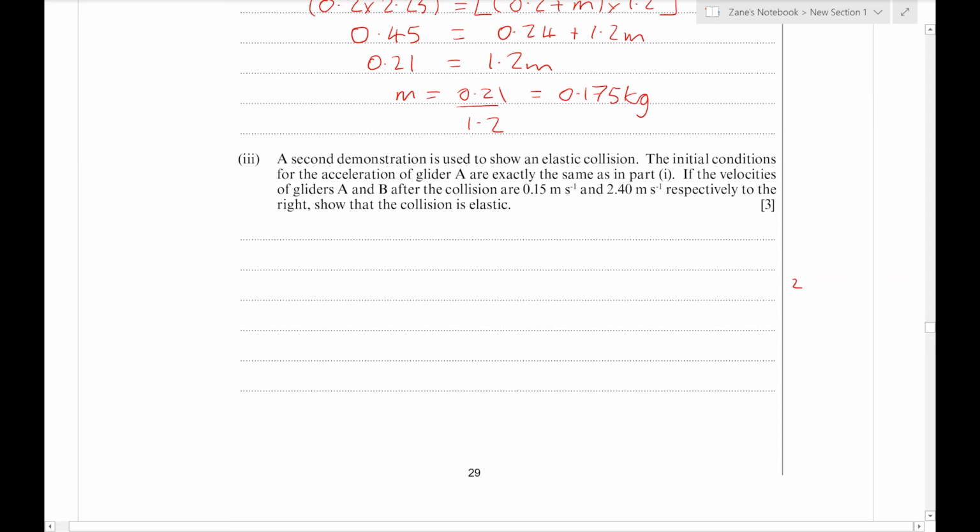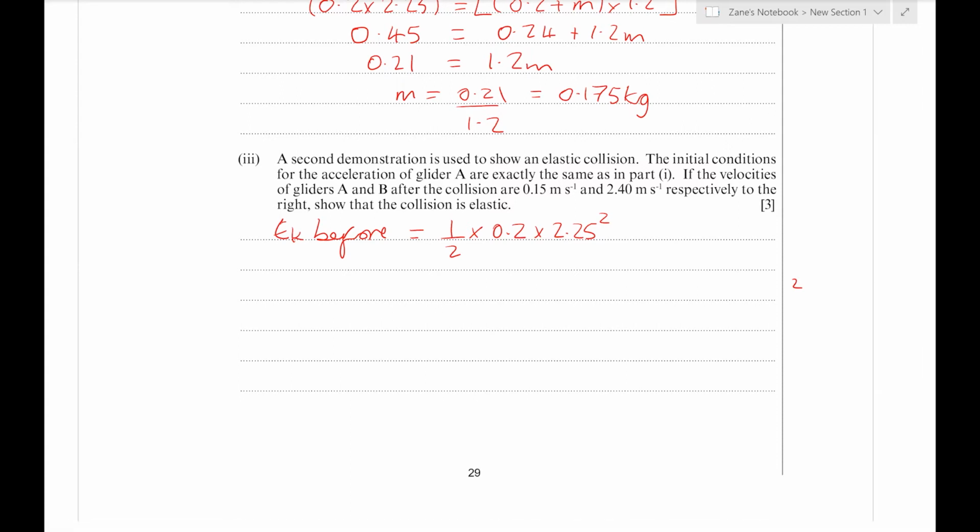So if we calculate the kinetic energy before, we simply have half times the mass of glider A times its velocity of 2.25 squared. And that will give us 0.50625. But let's just take a couple of figures there and call it 0.51 joules.